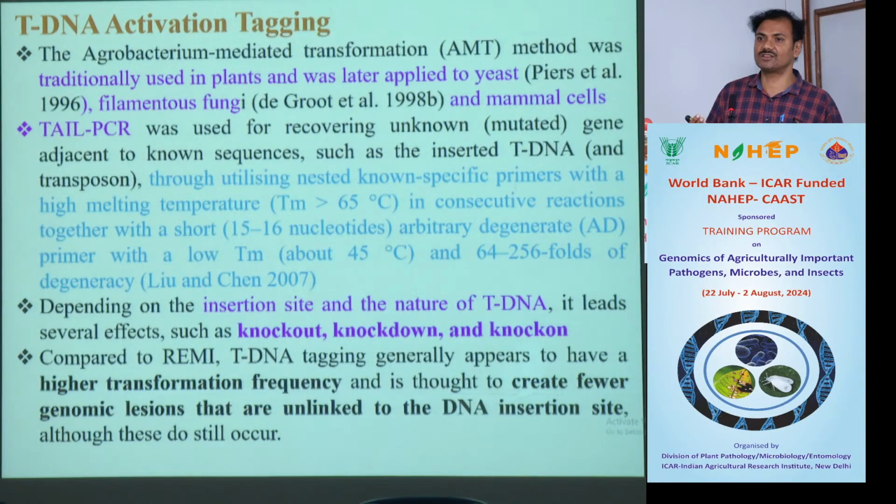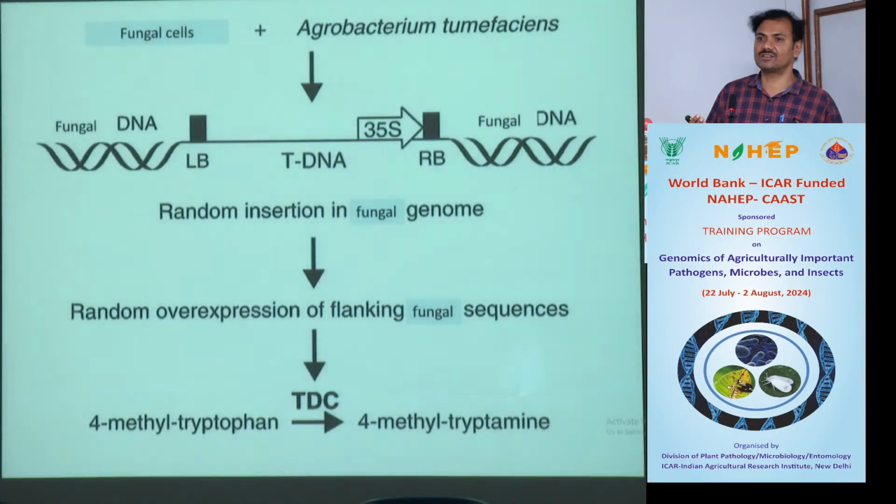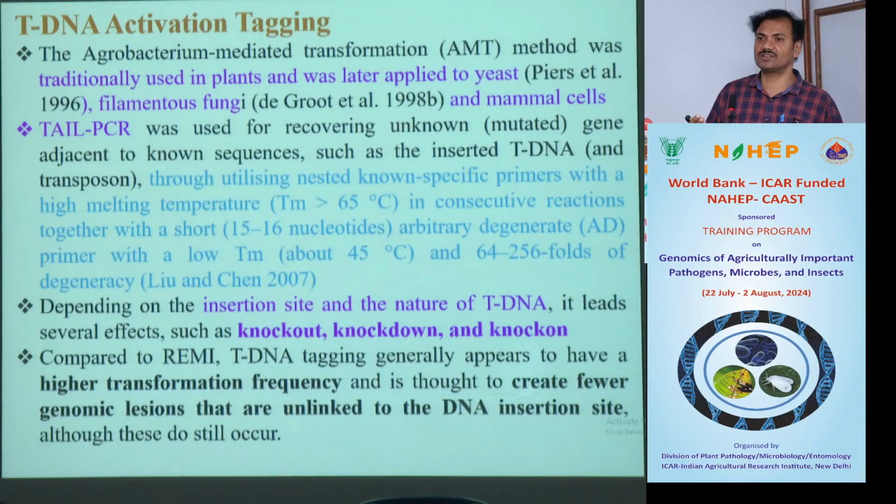Then T-DNA tagging. T-DNA tagging is very common in plants, and it's very common in fungi also. You know what T-DNA is, Agrobacterium, all those things. When you integrate it into the host genome, the fungal genome, what will happen? It will randomly integrate. The T-DNA will insert itself in different regions of the chromosome, and it will mutate them. How to identify the mutant? By TAIL-PCR. Okay, and ultimately it leads to knockout, knockdown, or knock-on.